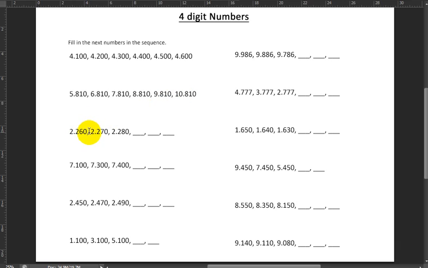Next up, we have 2,260, 2,270, 2,280. Now it's the tens that are going up by 1. So the next one is going to make this 9. So I'm going to get 2,290. Now, the next one would make this 10. So what would I do?